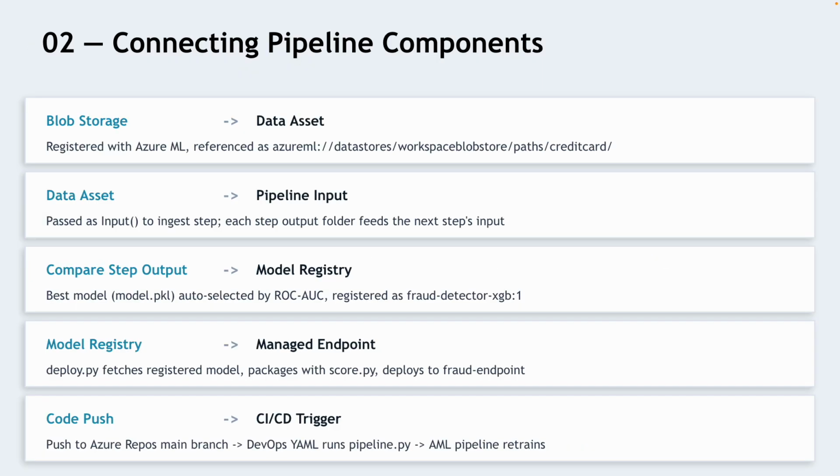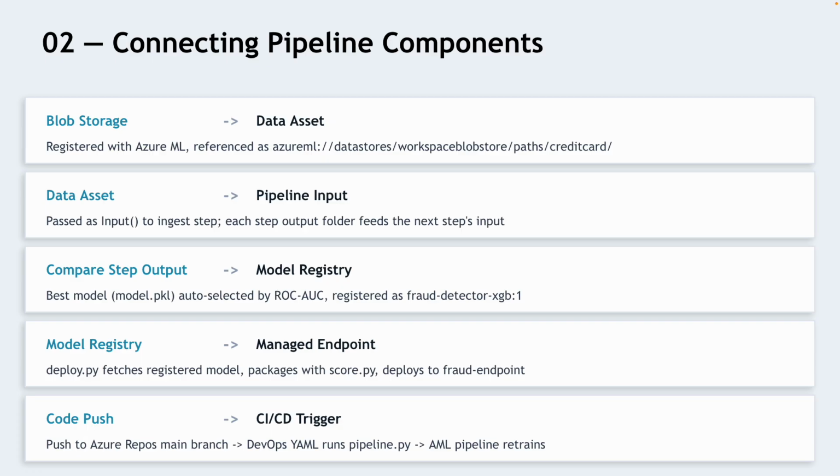For the components connection, the blob storage data is registered as a data asset in Azure ML, referenced by a URI path. This is passed as an input to the ingest step. Each step's output folder automatically becomes the next step's input. This is how the pipeline chains together without any manual file management.